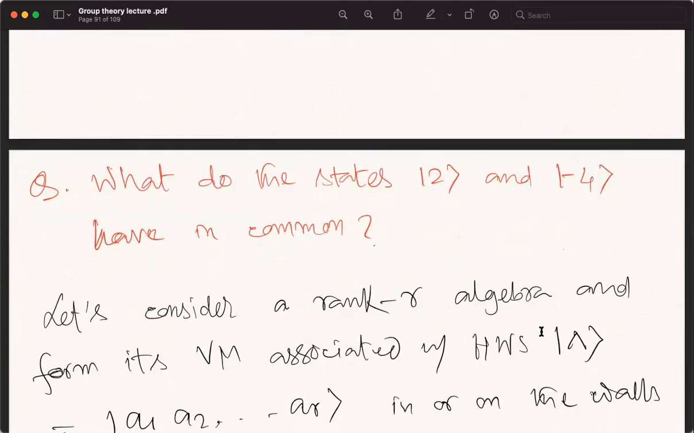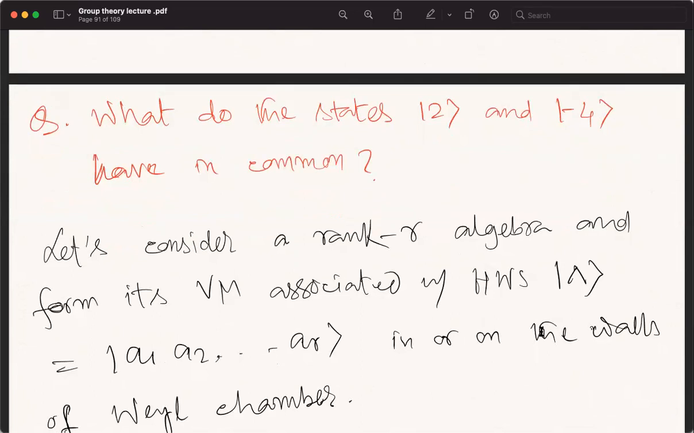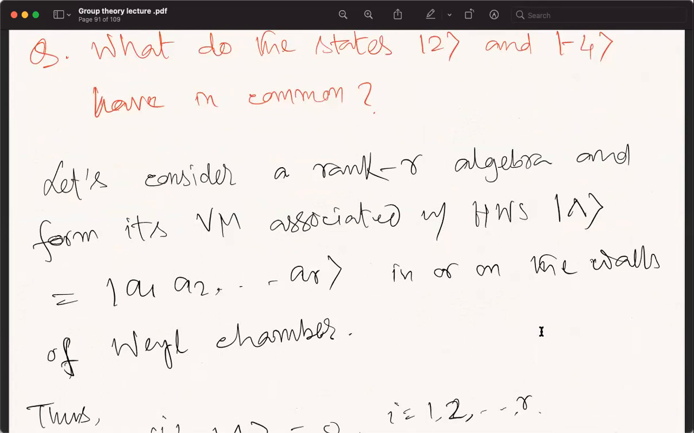So now the next question that we want to ask is, what do the states 2 and minus 4 have in common? Let's consider a rank R algebra and form its Verma module associated with its highest weight state lambda. The rank of the algebra is R, so we have R simple roots, A1, A2, up to AR, which are of course on the walls of the Weyl chamber, right?